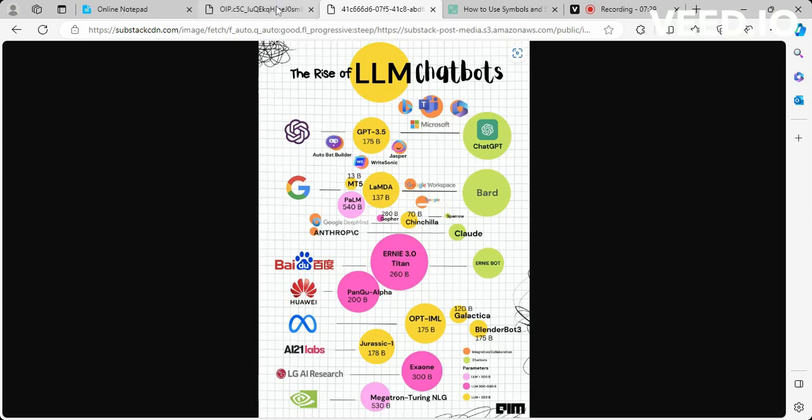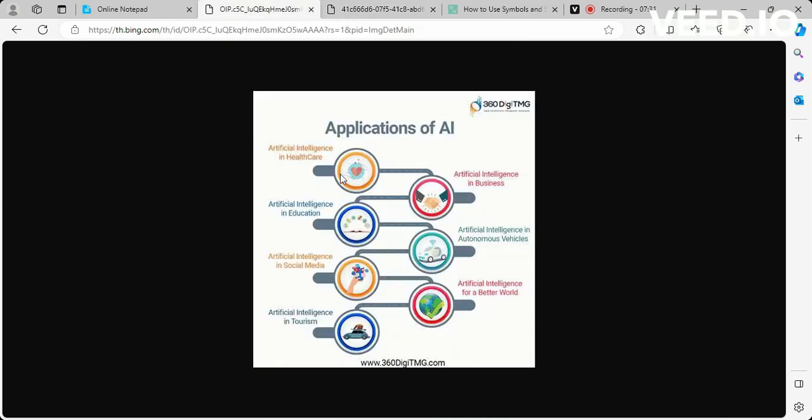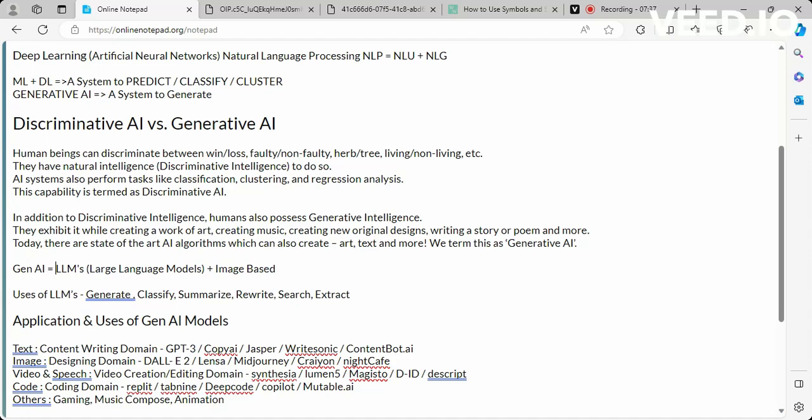Now AI is seen in so many fields, right? Healthcare, business, education, vehicles, social media. Everyone is using AI. So knowing about AI and these advanced AIs, for example Gen AI, is most important in recent times.